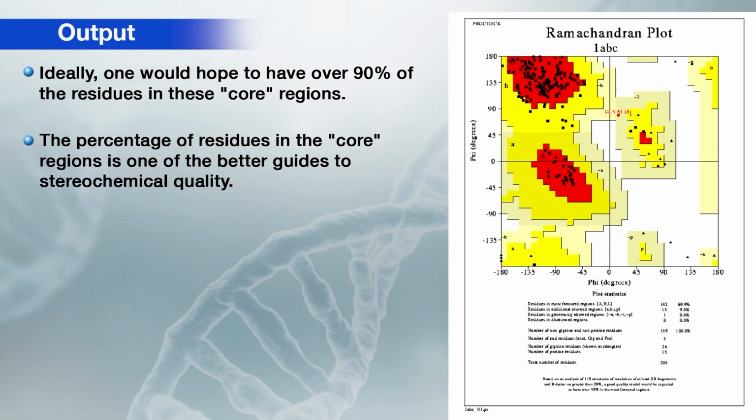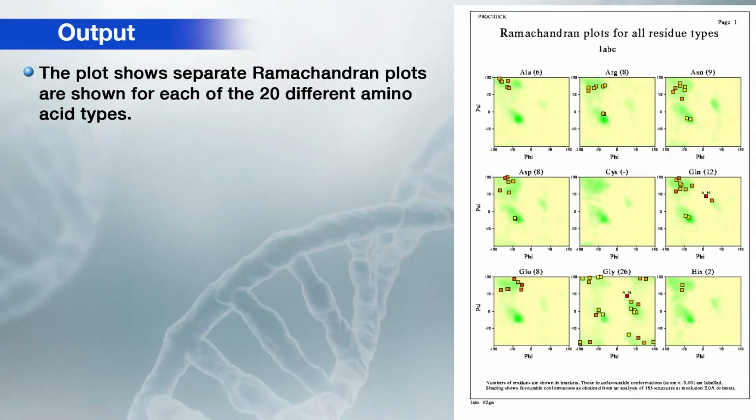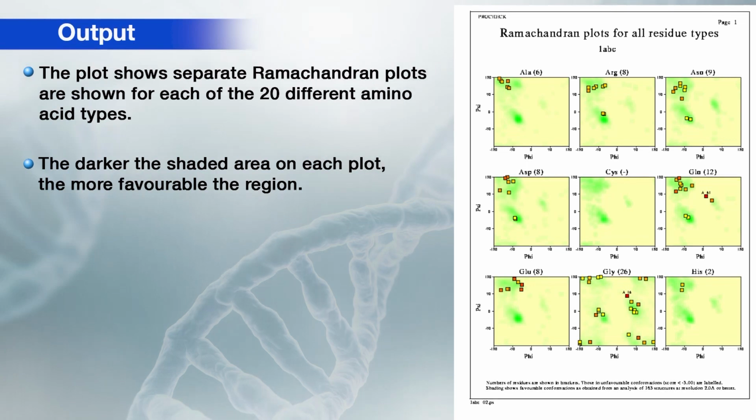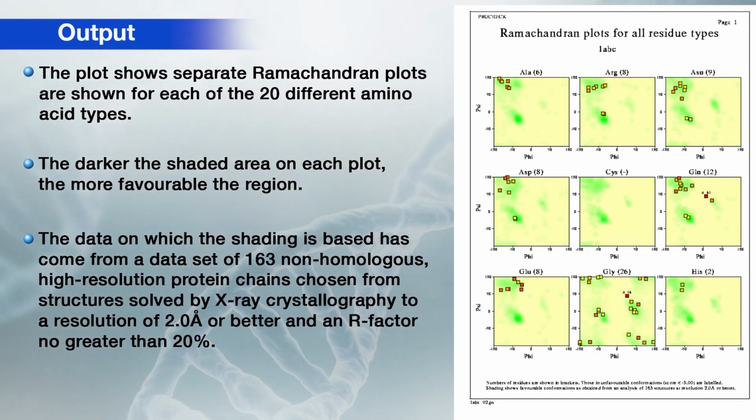The plot represented at the right hand side shows the Ramachandran plot of each of the 20 different amino acid types. The darker the shaded area in each plot, the more favorable is the region. The data on which the shading is based has come from a data set of 163 non-homologous high resolution protein chains chosen from structures solved by X-ray crystallography to a resolution of 2 angstrom or better and R factor no greater than 20%. So, the pictorial representation clearly depicts this.